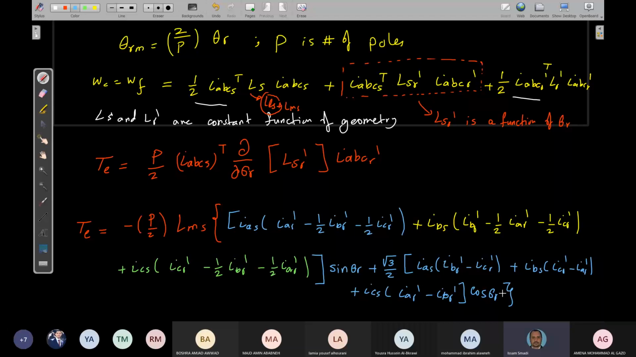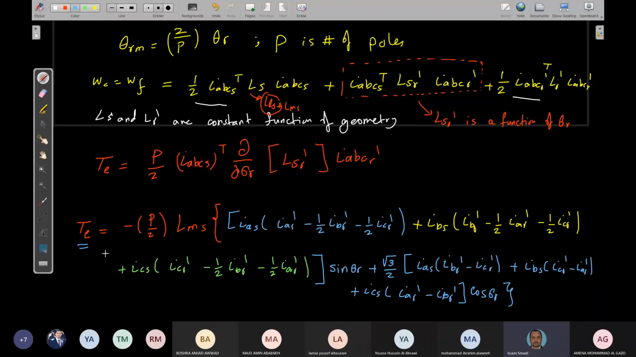Now, why did I write the exact expression for the torque? Simply, if you notice here, can I use this expression to control the machine? Or can I have useful information from the torque? Which component do I need to control? Should I control IAS? Should I control IBS? Should I control ICS? What about the rotor circuit?